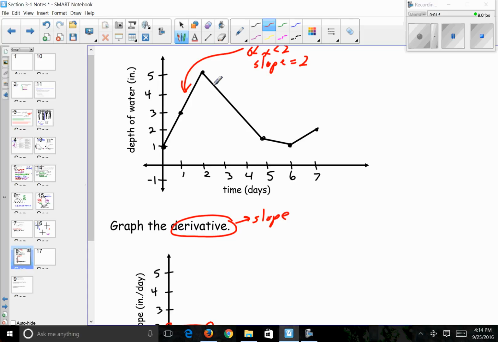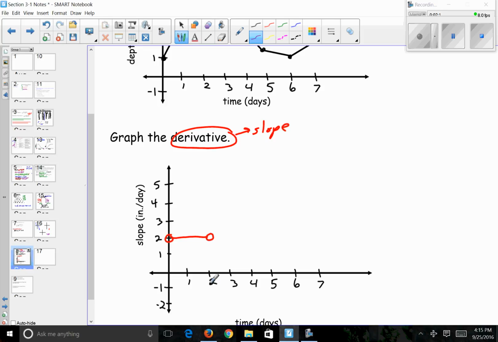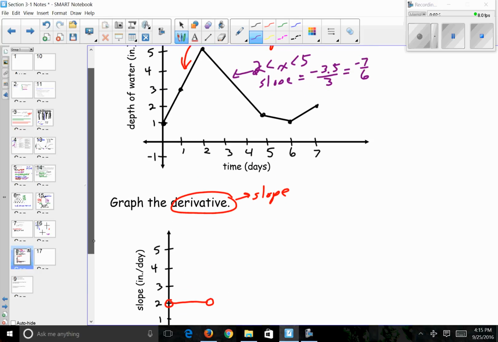Then from 2, so we're at 2, 5, and we go to 5, 1.5. So for here, when we are between 2 and 5, well, we have a negative slope because it's going down. It went down 3.5, and we went right 3, or negative 7/6 if you don't like to mix decimals within fractions. So from 2 to 5, negative 7/6, which is a little bit below negative 1 on our graph.